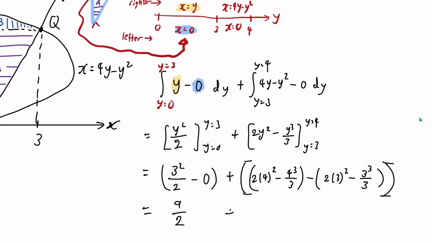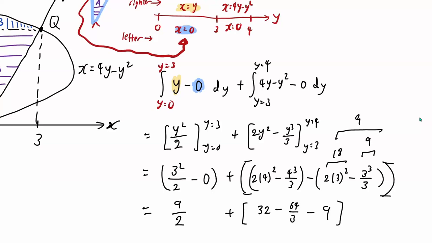Okay, now over 2 plus this one. 4 squared, 16, 16 times 2, 32. 4 cubed, 16 times 4, 64 over 3 minus 3 squared is 9. This is 18. What's this again? 27 over 3 is 9, correct? 18 minus 9 is 9. Then you're left with minus 9. Right?